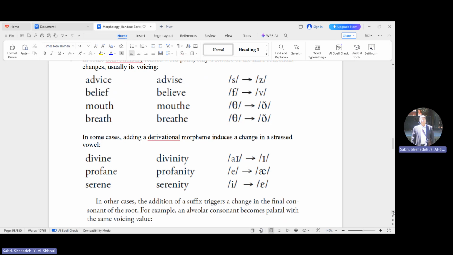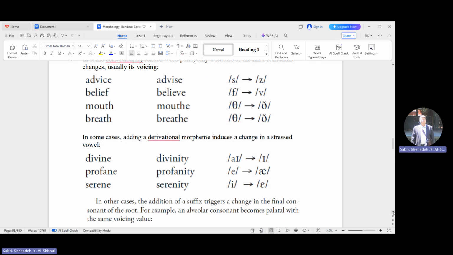So here, if we want to be aware of the derivational dimension, we notice that one of these ways is to voice the final sound. So advice is a noun that ends with s, but at the same time, if we want to change it into a verb, this s becomes z. So here we notice that it is a change. So we have s becomes z, f becomes v, th becomes the voiced th in breath, breathe.